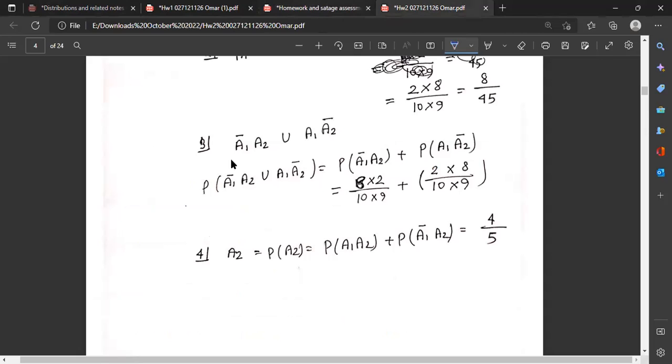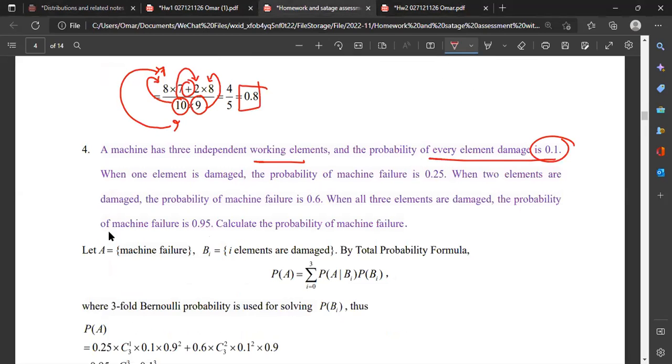A machine has 3 independent working elements and the probability of every element damaged is 0.1. So every element, okay, every element, 0.1. When one element is damaged, the probability of machine failure is 0.25. When 2 are damaged, then 0.6, and when all 3 of them are damaged, it is 0.95. Calculate the probability of machine failure. Okay.